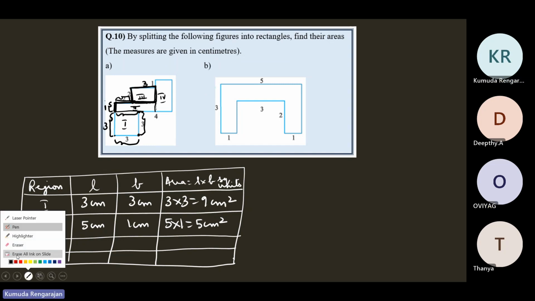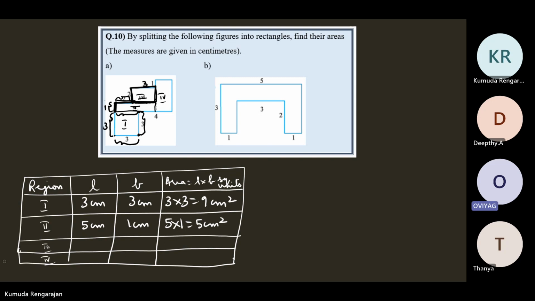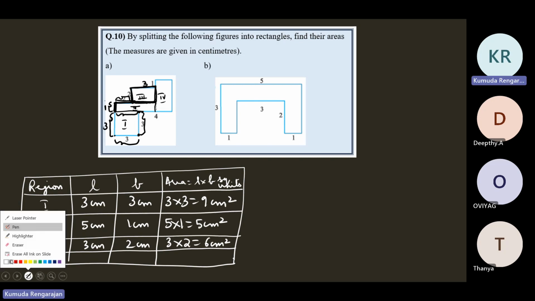Yeah, tell me, Ovia. Ma'am, the line below 3 is also 3. Correct. And the line opposite to 2 is also 2. Correct. So what is the length? Ma'am, the length is 3. Breadth? 2, ma'am. So what's the area? 6, ma'am. Yeah. Because this one is 3 centimeters, you can see it here. This is 3, so this is also 3. Length is 3 and the breadth is 2.